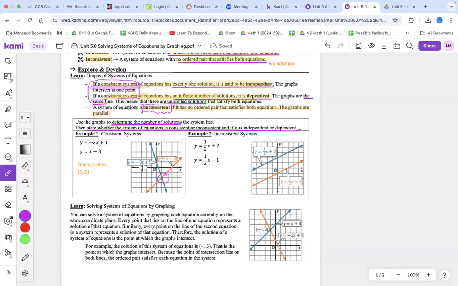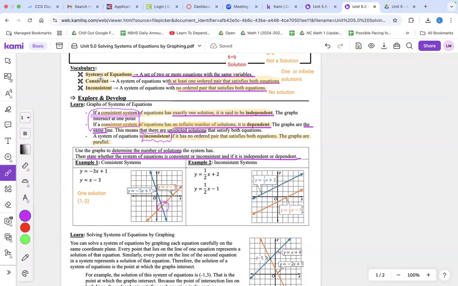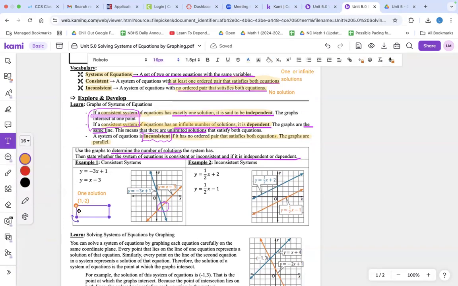So let's look up here. We say it has one solution. So looking up here, it tells us consistent, at least one ordered pair. Right here, exactly one solution. So therefore, we know that this is consistent. And now that we know it's consistent, it is what? Consistent, we have these two to choose from. Independent, because it's one solution. Consistent and independent.